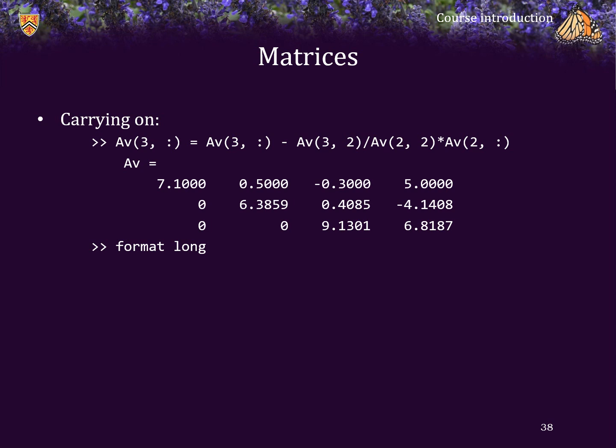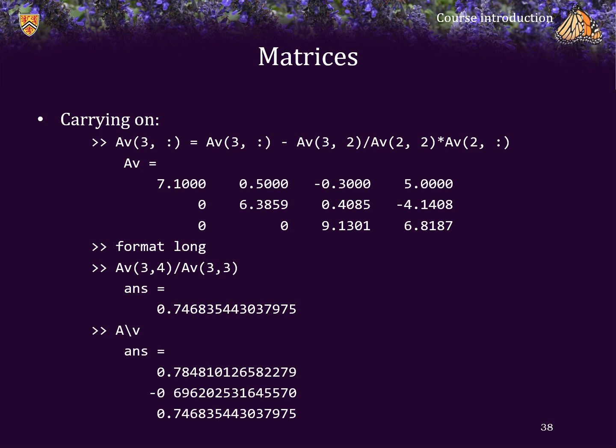Now I'm going to print out the solution using all 16 significant digits, and so the third entry in the solution can be found by dividing 6.8187 by 9.1301. But of course, Matlab will do the work for us. And there is our answer. Now, I'm not going to do all of the backward substitution, but if we just calculate the solution using the backslash operator, we do see that the last entry matches what we found to all significant digits. That's important, but the matrix we were looking at was also sort of special, because you may have noticed that all of the entries on the diagonal were significantly larger than all off-diagonal entries.